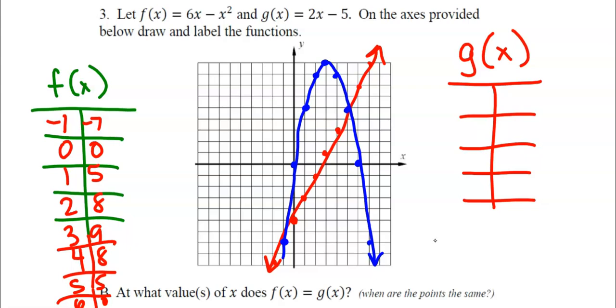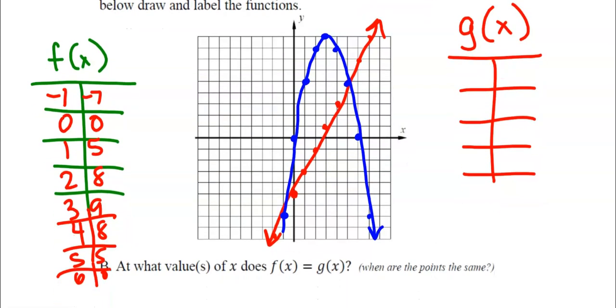that whole U shape. All right, the question says, at what values of x do the two functions equal each other, right? When are the points the same? When do they overlap? That's these points here. They overlap when x is -1 and when x is 5. So because it's two values, I'll put some squiggly braces around it.